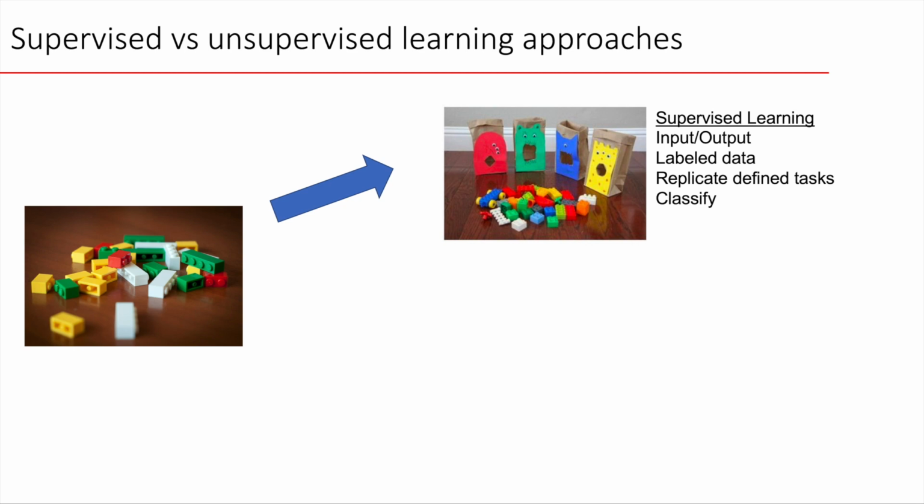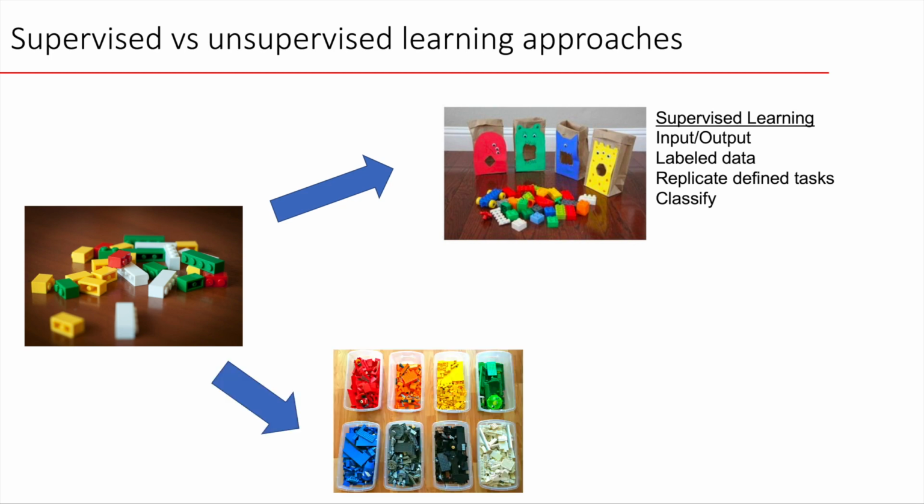But really the goal here is for them to replicate a defined task that you deem is important. And in machine learning, this is called classification, as we saw. Now, there are a lot of problems with this, of course. If the child goes to school and exchanges some of their yellow Lego pieces for some orange Lego pieces, it becomes unclear what bag that orange Lego piece should go in if the defined task does not have a paper bag dedicated to orange Lego pieces.